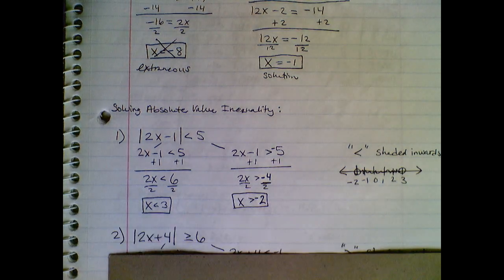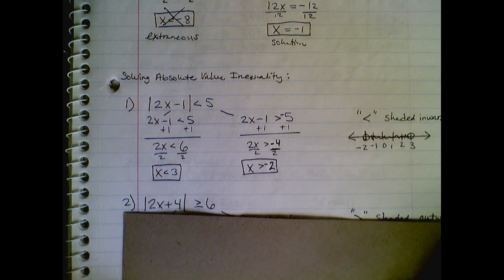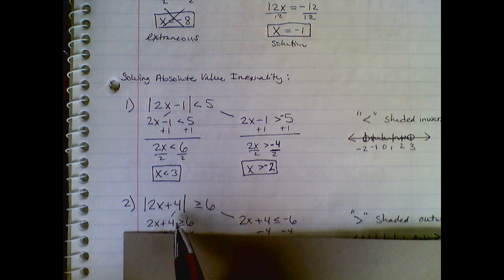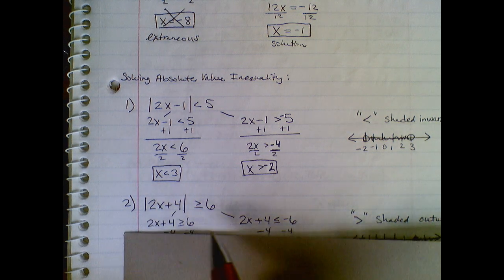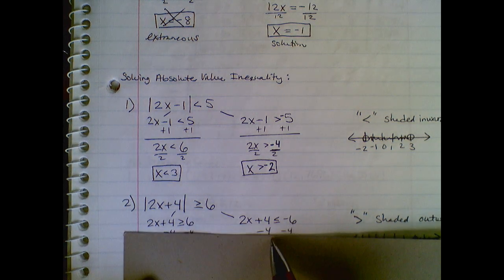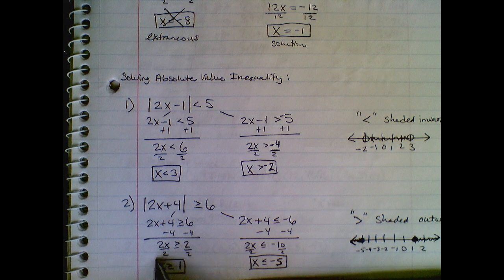This next example, I have 2x plus 4, the absolute value of that is greater than or equal to 6. So I make my two problems. This first one, I just drop the bars, I write it the exact same way. The second one, I had to switch the direction of my inequality and then make that 6 negative. And then I go through and solve for both of them. I didn't have to divide by a negative, so I kept the inequalities the same.